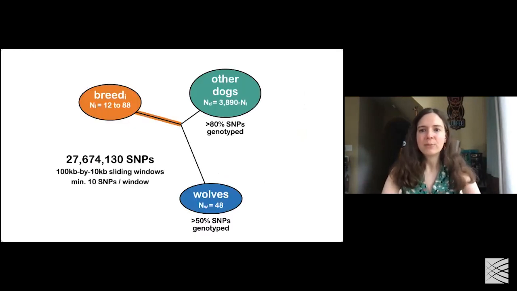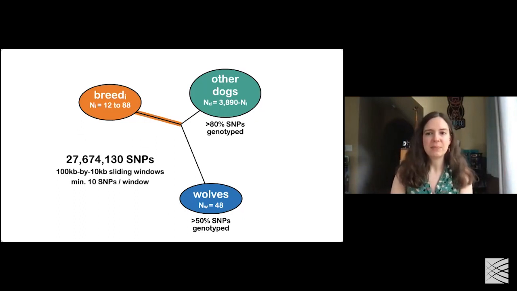The approach we performed was to take each breed, a bunch of publicly available data from those breeds and data we've produced ourselves, and calculate the PBS in sliding windows across the genome. We used 2 populations for comparison here, all other dogs, which includes dogs from breeds, mixed breed dogs, and village dogs, and wolves as the further distant population. The set of 27 million SNPs used have been genotyped in at least 80% of all dogs and 50% of all wolves, such that windows contained enough information to calculate this 3-way FST type statistic.